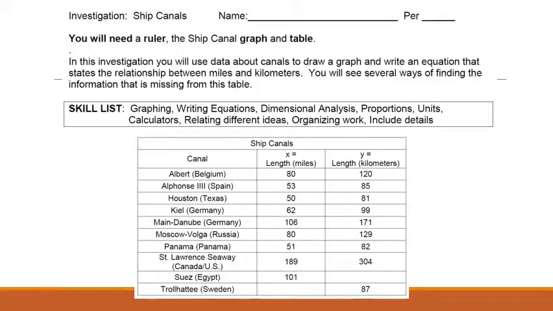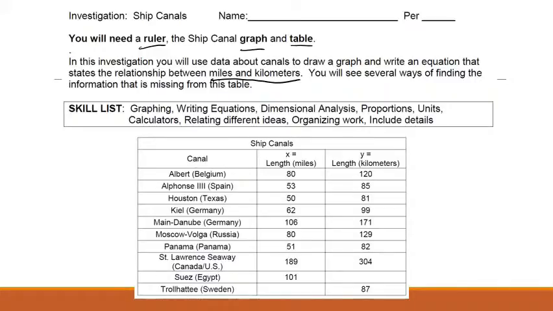You're going to need your investigation sheet that's titled Ship Canals, and you're also going to need a ruler. You'll note here at the top, you also need a graph and a table, which are included in the worksheet. So in this investigation, you'll use data about canals to describe a graph and write an equation that states the relationship between miles and kilometers.